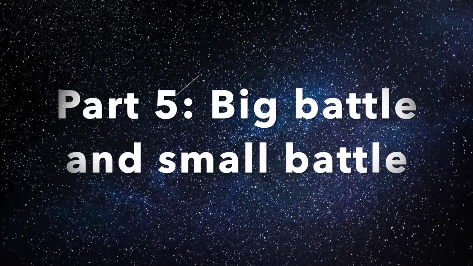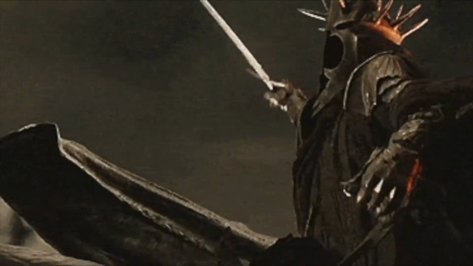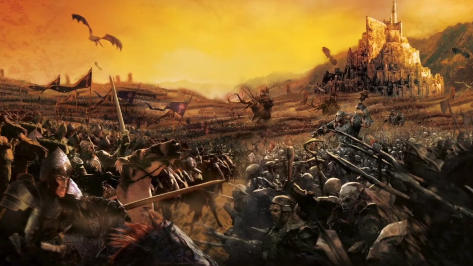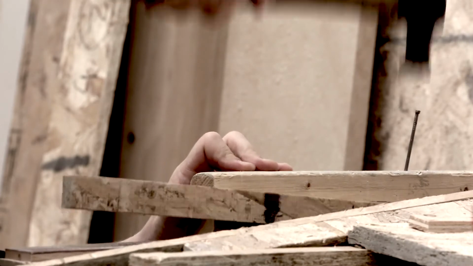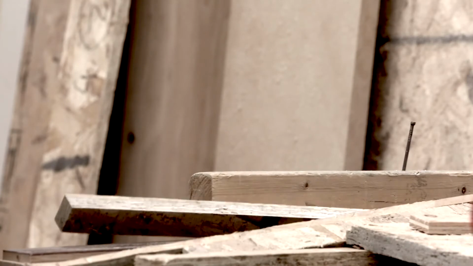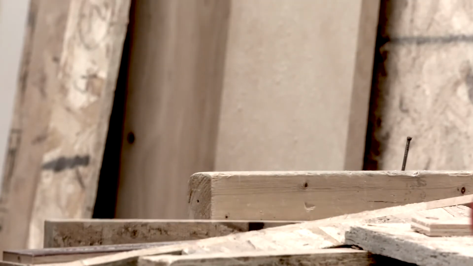What do you think? Part 5. Big battle and small battle. The way fight scenes can vary can depend on how big the battle is. The way a fight is built might be different if you're writing a duel or one-on-one combat versus 2 armies colliding. Let's examine 2 different battles. One is a one-on-one duel and the other is a massive epic battle.